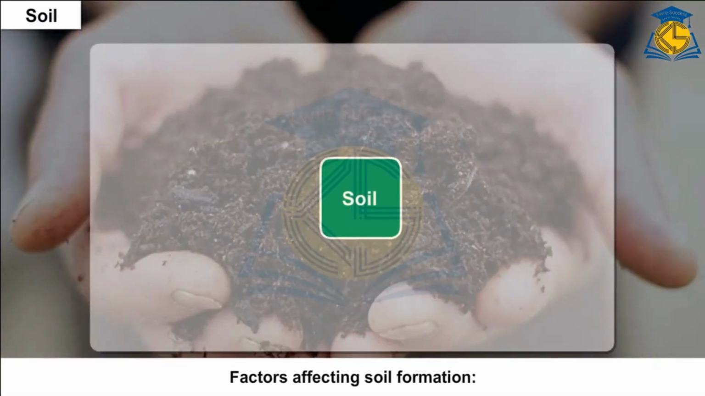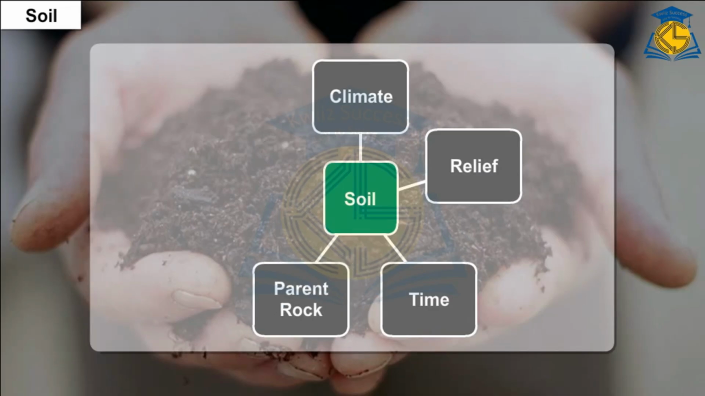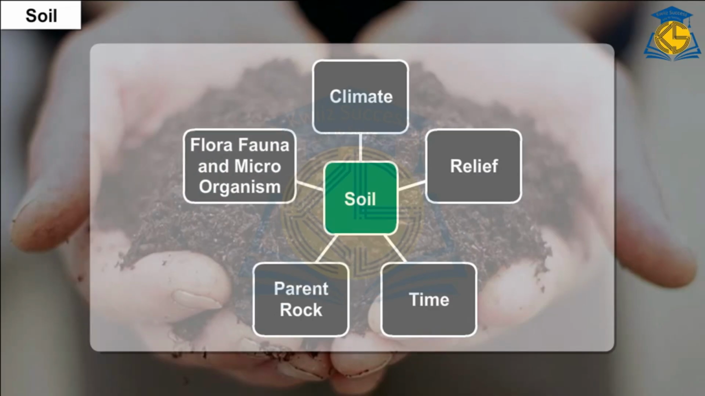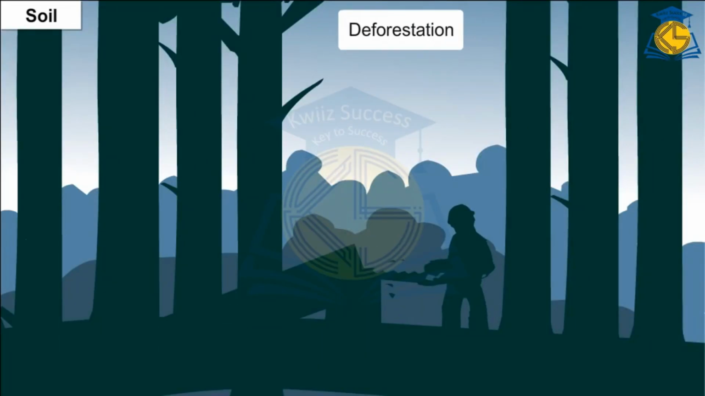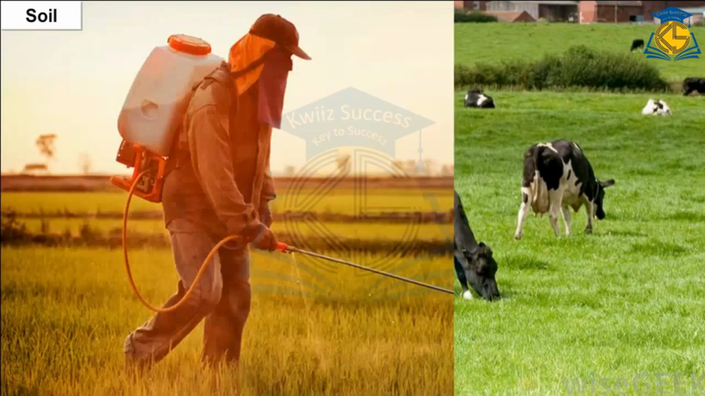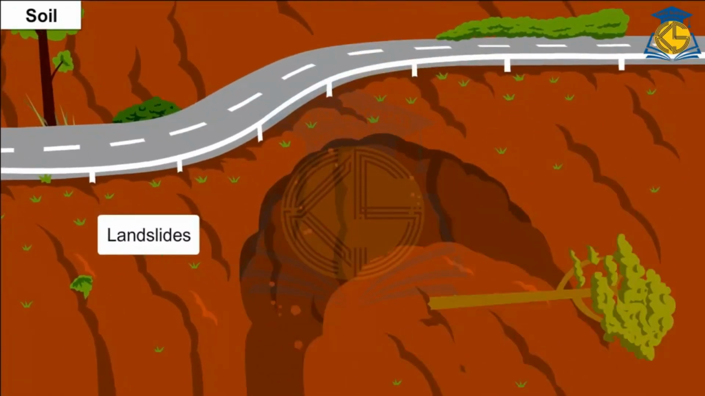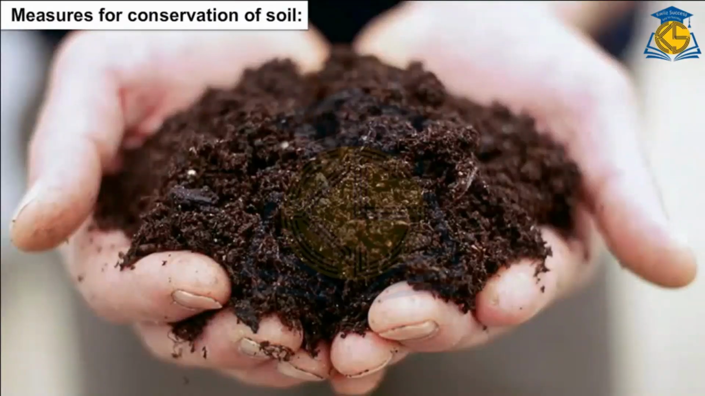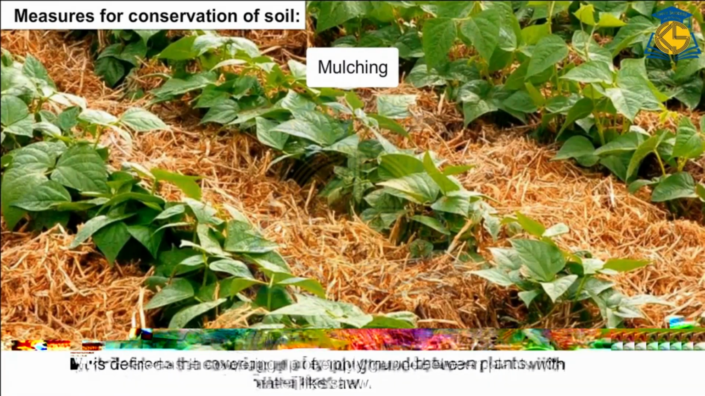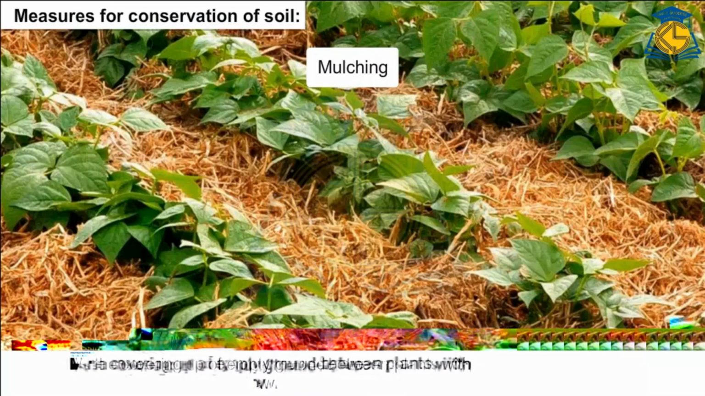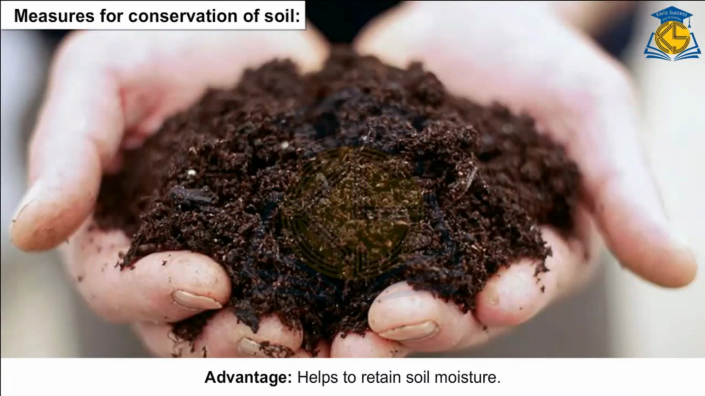Factors affecting soil formation: climate, relief, time, parent rock, flora, fauna, and microorganisms. Factors which lead to soil degradation are deforestation, overgrazing, overuse of chemical fertilizers and pesticides, rainwash, landslides, flood. Measures for conservation of soil. Mulching. It is defined as the covering up of empty ground between plants with organic matter like straw. Advantage: helps to retain soil moisture.